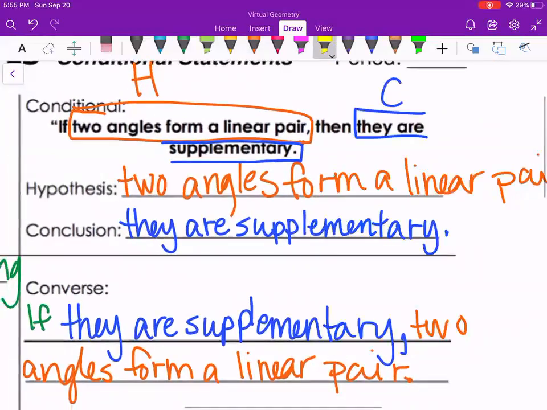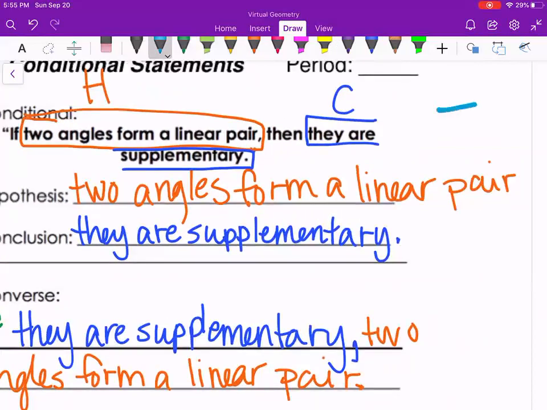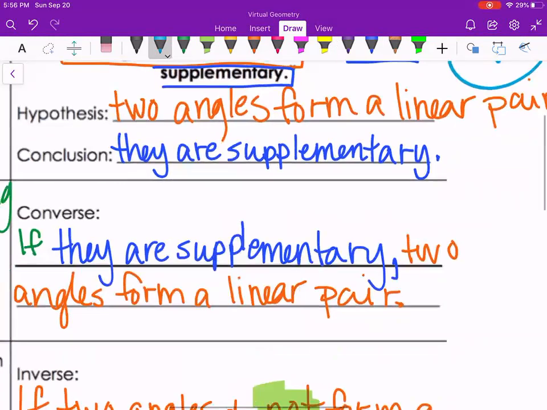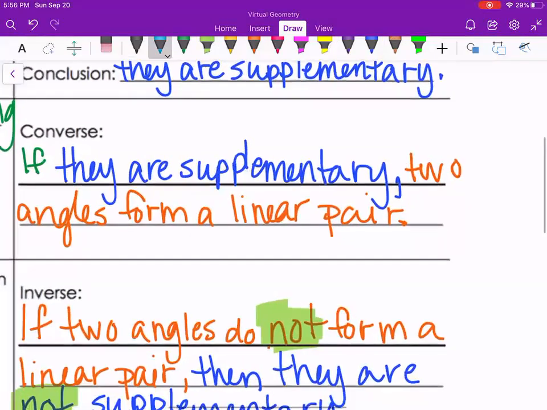So if I come over and I look at my original statement, if two angles form a linear pair, then they are supplementary. That is a true statement. This one is true, because by definition, linear pairs make a straight line. A straight line is equal to 180. So if two angles are forming a straight line, they are adding up to 180 and they are supplementary. So let's move on to the converse. The converse says if they are supplementary, then two angles form a linear pair.